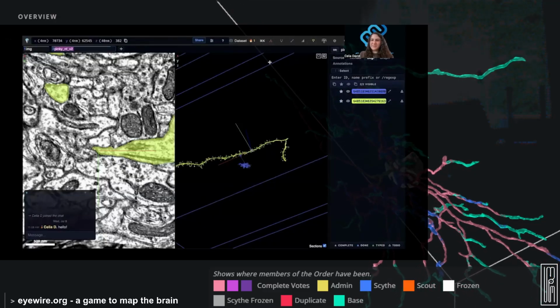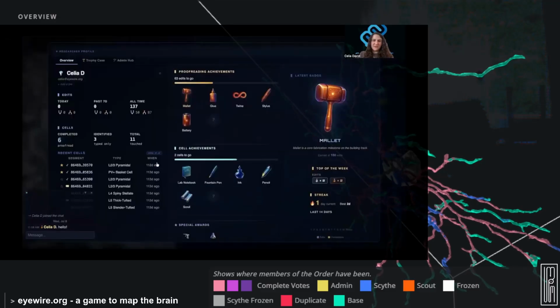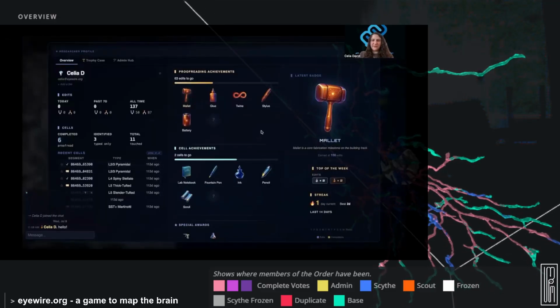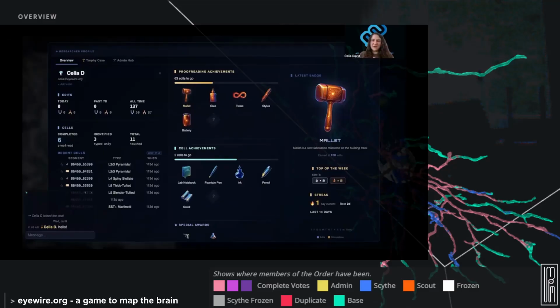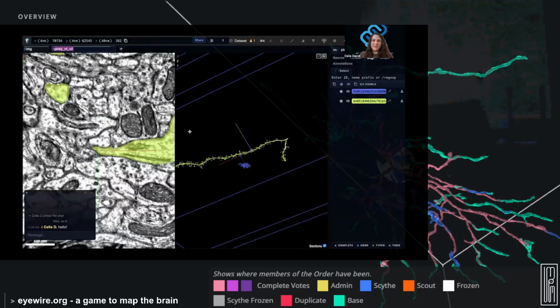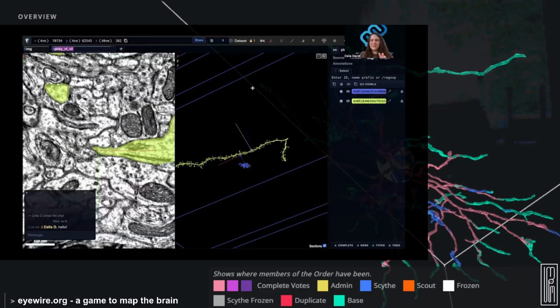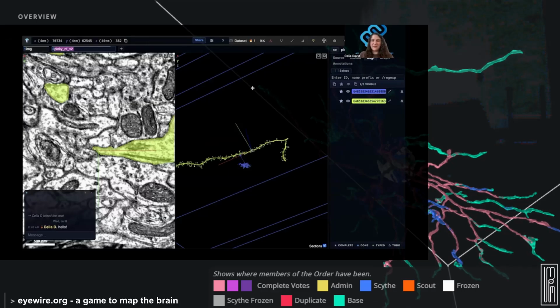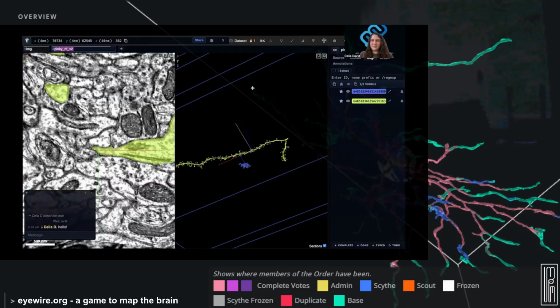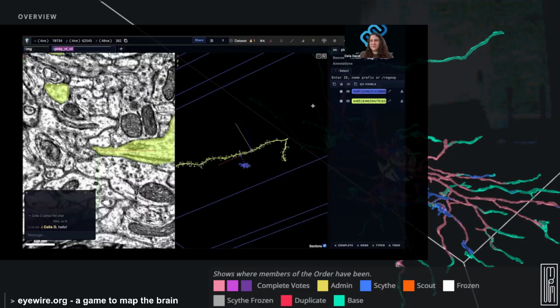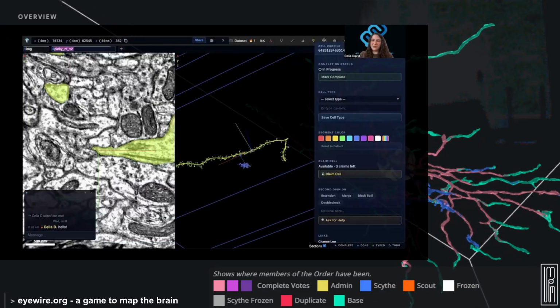And a profile and achievements. This is still in the works. We're still prototyping this, but these are some things that we're hoping to be able to add to the site eventually to make it a little more fun and to have everything all in one place, rather than working off of spreadsheets. So that's hopefully something we'll have in the future.